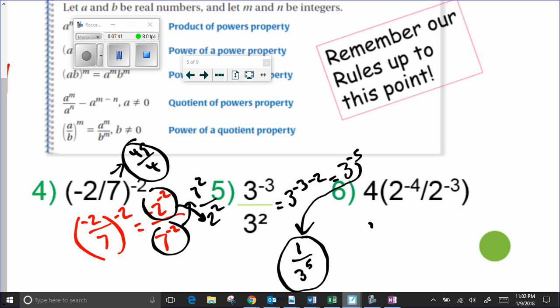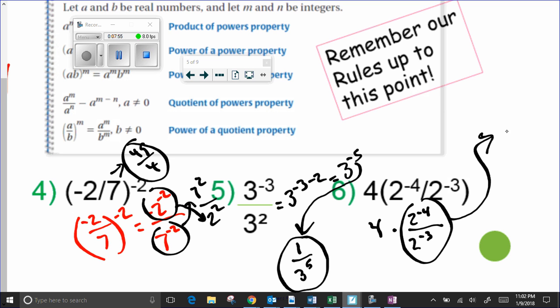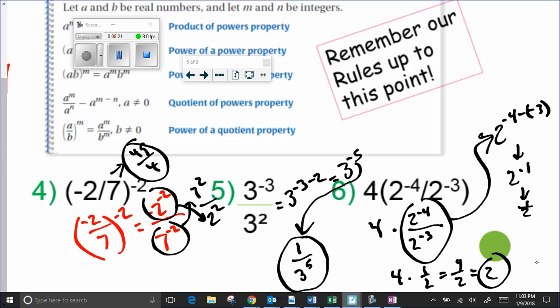Last one, 4 times 2 to the negative fourth over 2 to the negative third. Well, let's look at this. This particular part becomes 2 to the negative fourth minus a negative 3. That's weird. 2 to the negative 4 minus a negative 3 is actually plus 3. So this is 2 to the negative first power, which is actually 1 over 2. So now I bring that back down, and this is 4 times 1 over 2, 4 over 2, or just 2. Ta-da!